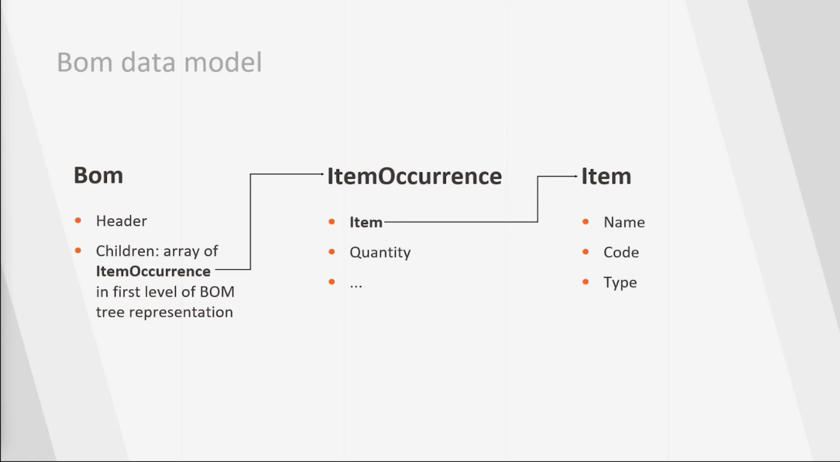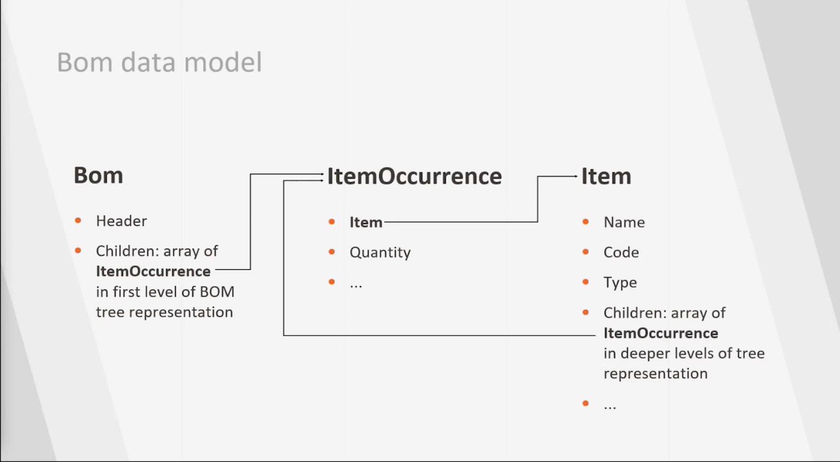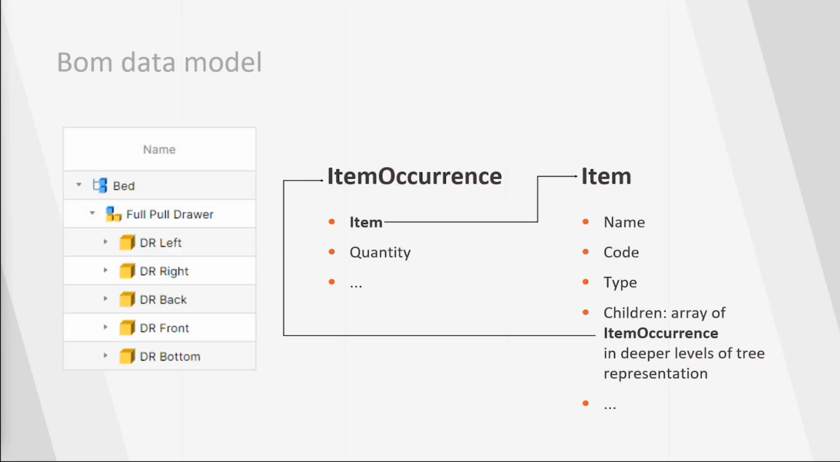Also, each item has its own children, just like the BOM object. And that property returns a collection of item occurrence objects that belong to the item. So it's just some recursion. So the bed object is a child of our BOM. Pull drawer is in the children collection of the bed item, and the children property of the pull drawer item will return item occurrences contained by the pull drawer. And that's how the BOM tree is constructed in our data model.